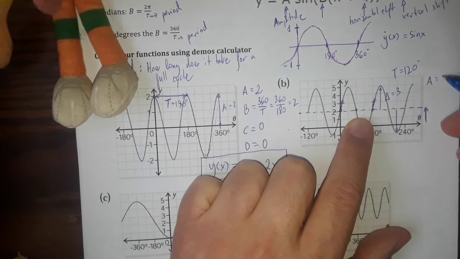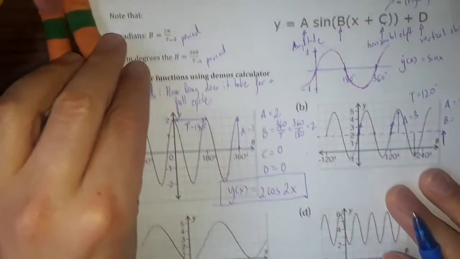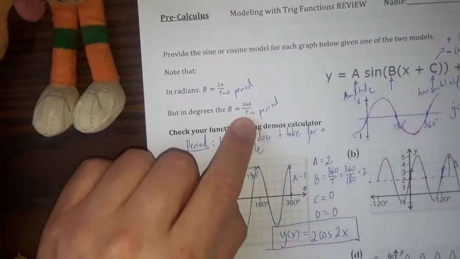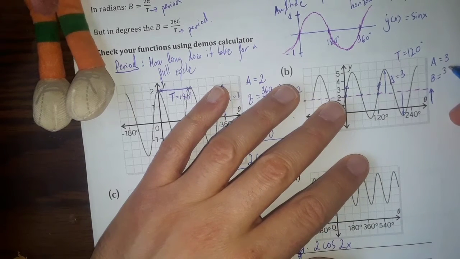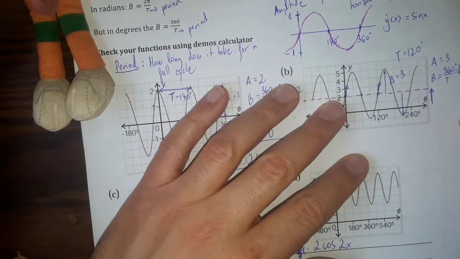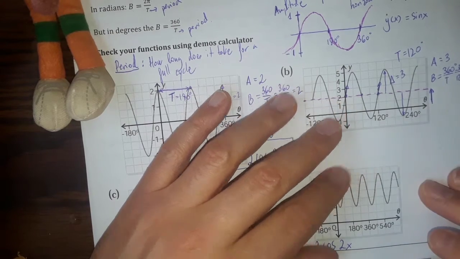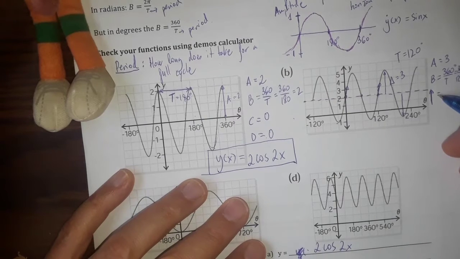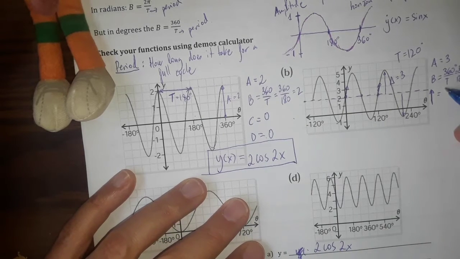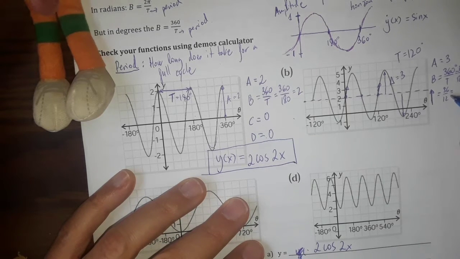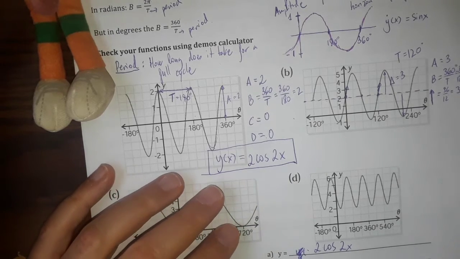A is going to be 3. B then, again, B is 360 over T. That means it's 360 over 120. How much is 360 over 120? Well, this is the same as 36 over 12. And then 12, that's 3, right? 12 plus 12 plus 12 is 36. So this is 3. Now B is 3.